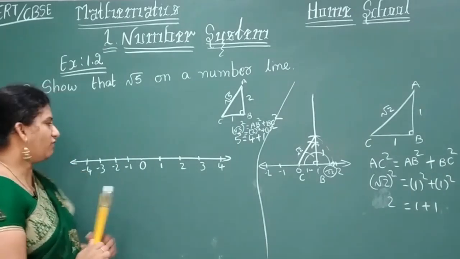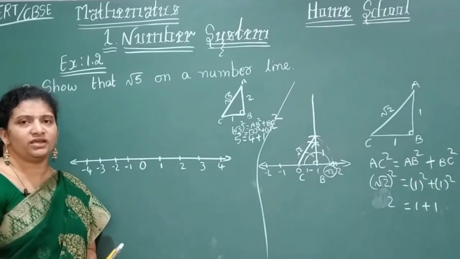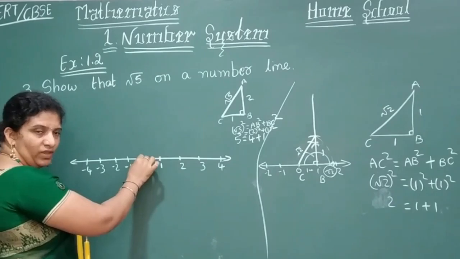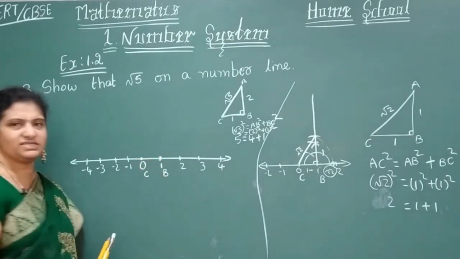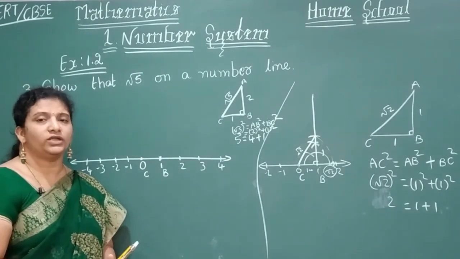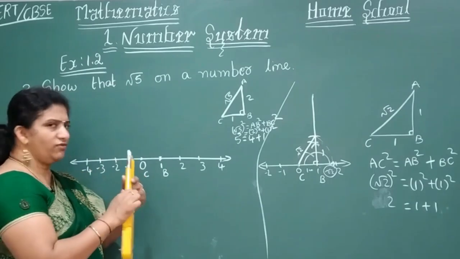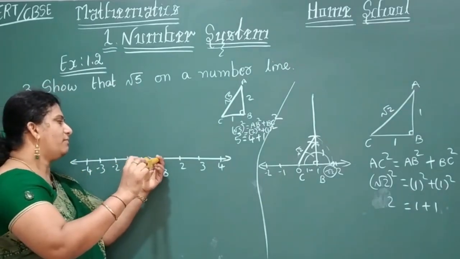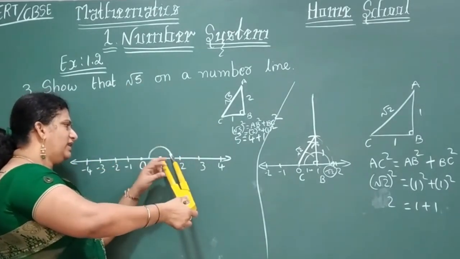Okay, children. Now what are you going to do? BC. What is the BC measurement here? 1 unit. So start from 0. Mark this point B, mark this point C. Now, what do you need to do? You need to draw a perpendicular from B. If you want, you can do it with the compass itself, children. So from B, I am going to draw a semicircle.